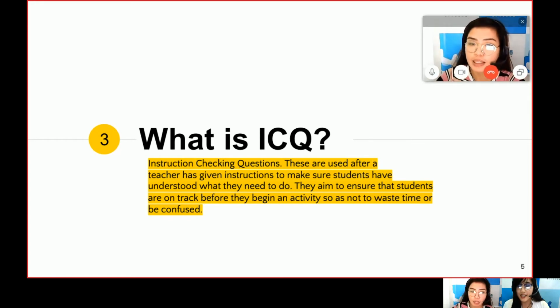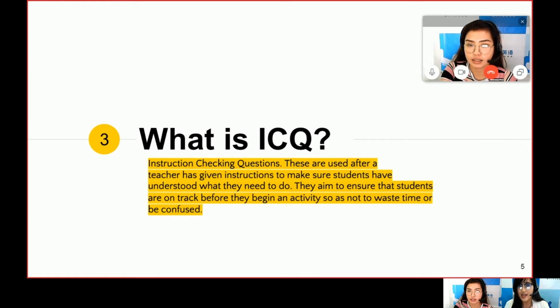Yes, so ICQ, in short, you use it to check if the students understood the instruction. What are they going to do in this activity? But it's important that when you give instructions, we must make them simple, short, and clear. For example, you say, I say, you circle. Okay, now you use the ICQ.